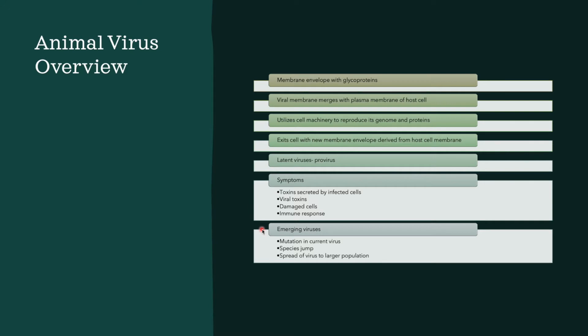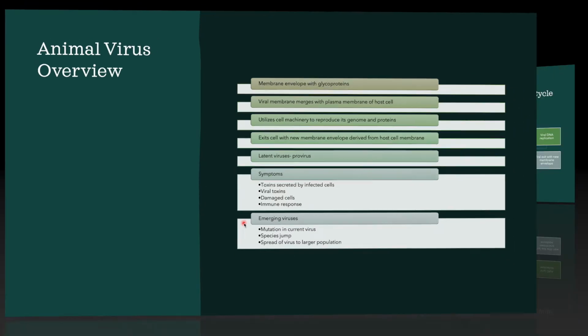Emerging virus is a term used to describe a new virus in the human population. It may be caused by a mutation in a current virus, a species jump of the virus from one species to another, or the spread of the virus to a larger population.